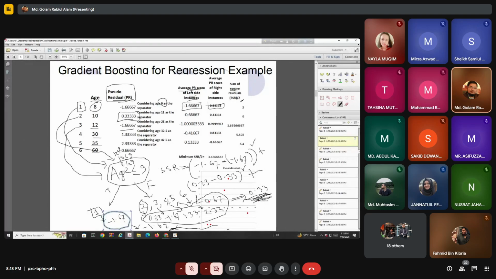plus, then for the third instance, the original value is negative 1.67. Minus the prediction, which is 0.33. So here, the square of that.